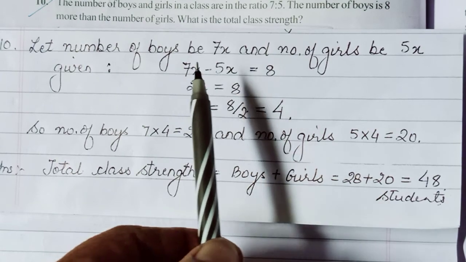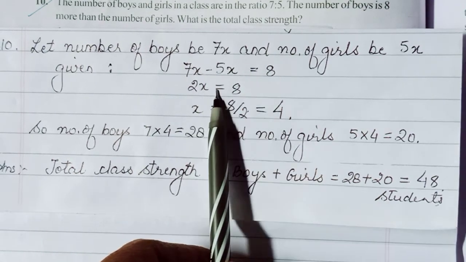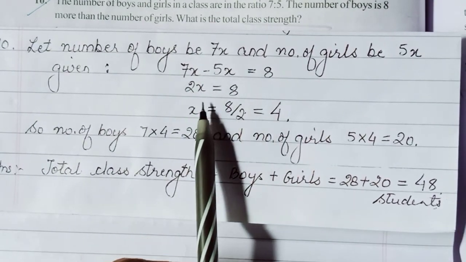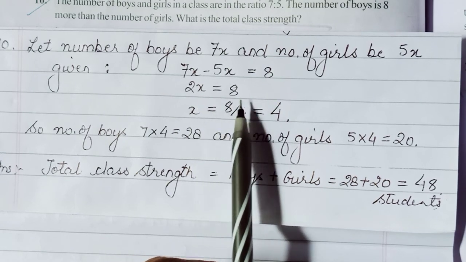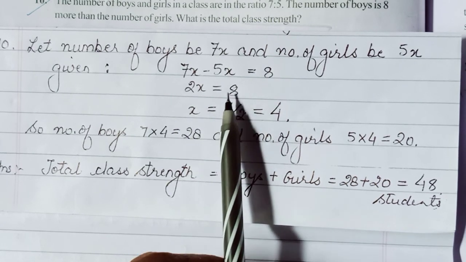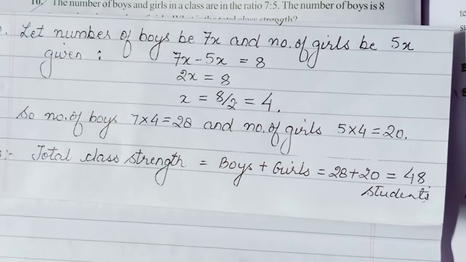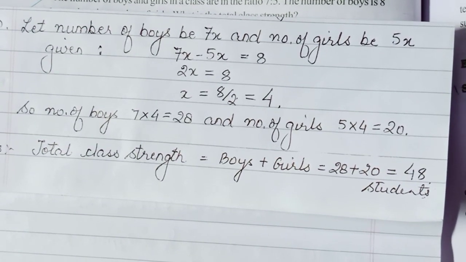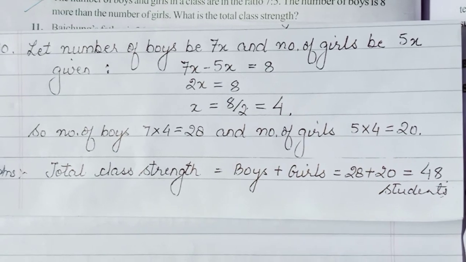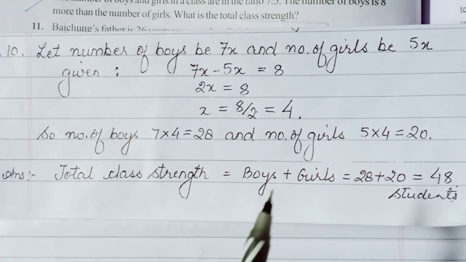Alright. So anyhow you can understand the difference of their numbers was 8. So 7 minus 5 becomes 2. 2x is equal to 8. So x is equal to 8 upon 2, which is 4. Therefore, for the number of boys, that x has to be multiplied simply. So 7 into 4, 28. Number of girls will become 5 into 4, 20.